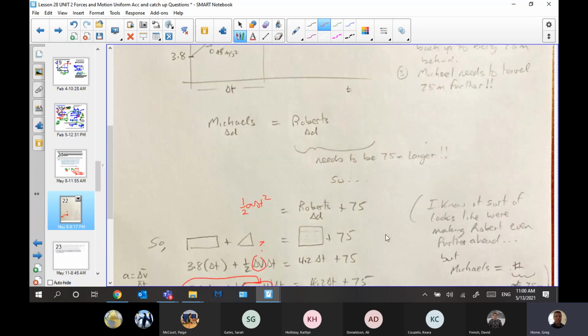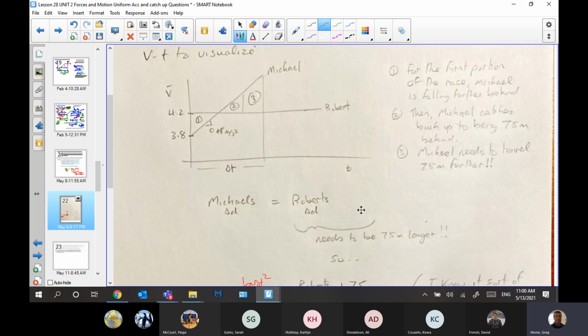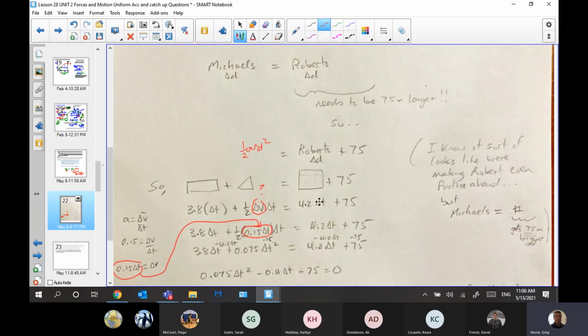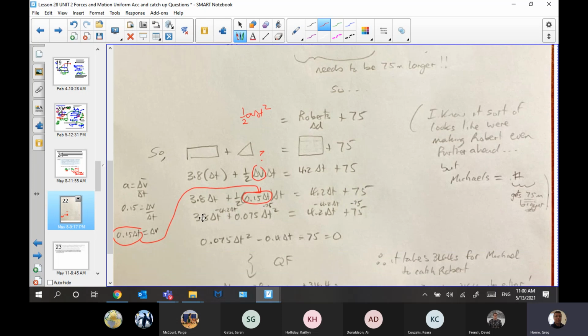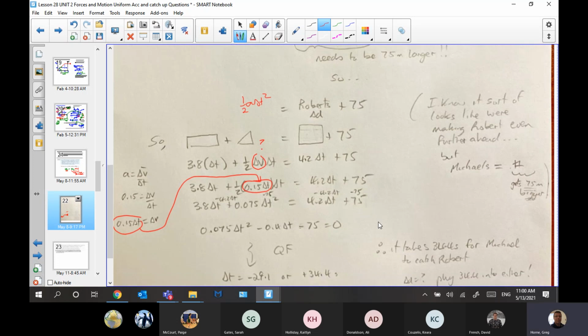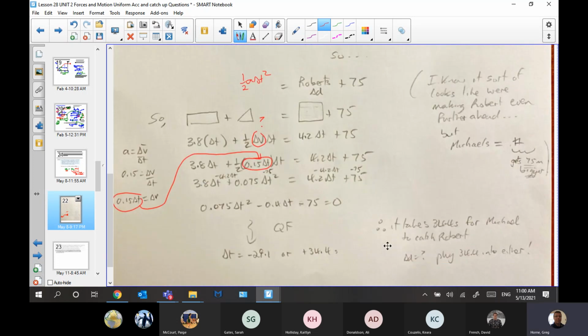And Robert's was just 42 the whole time, so it's super easy, right? He's going the same velocity the whole time, so there's plus the 75, and so basically we have a setup here with only delta T missing, and so you gather up the variables or collect like terms and put it in standard form. That's your A, that's your B, and that's your C.